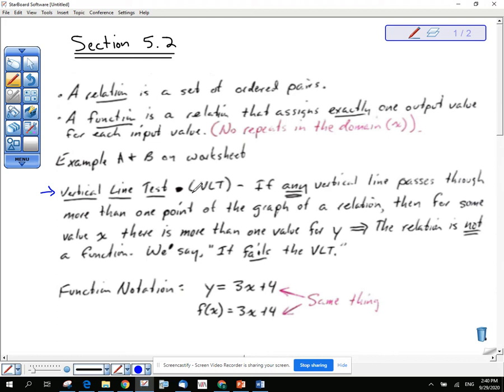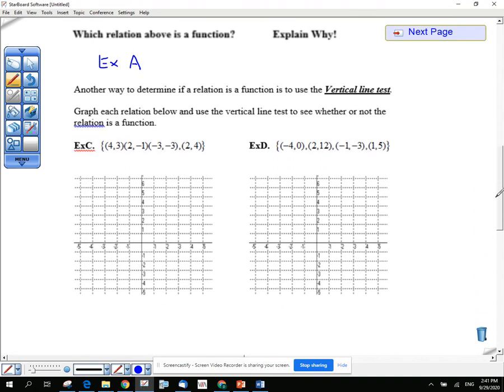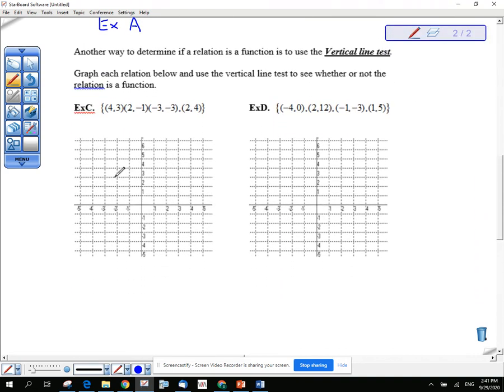Now, with that, let's go back to an example here. We're just looking here at example C, and I can plot these points. We have 4, 3, just plotting ordered pairs, and 2, -1, and -3, -3, and 2, 4. Now, did you hear me say 2 twice, just like in the problem above that was not a function? I said 2 twice, or it's written here twice.